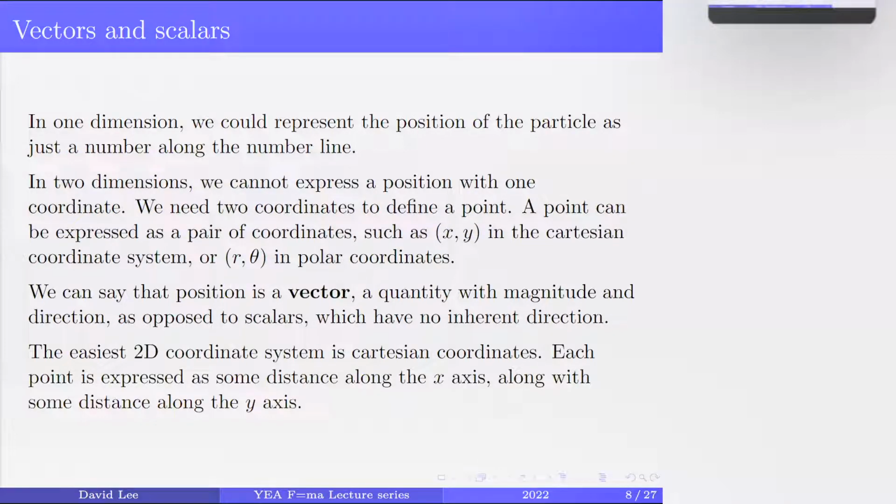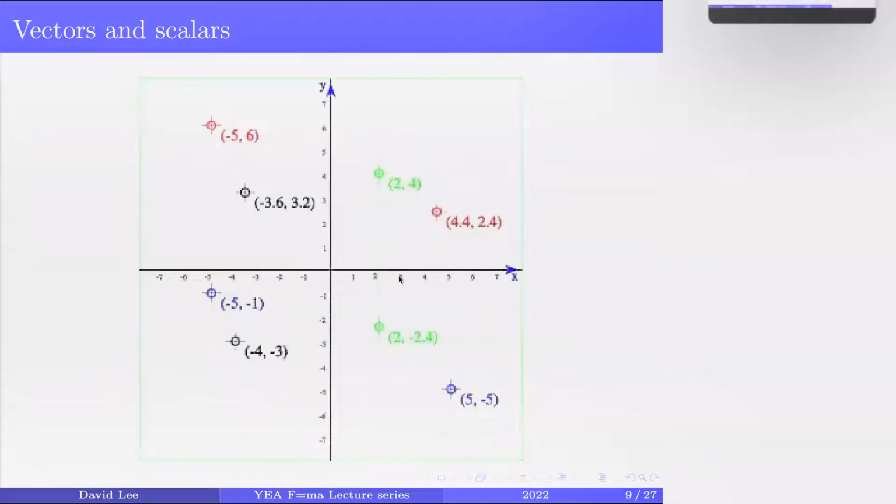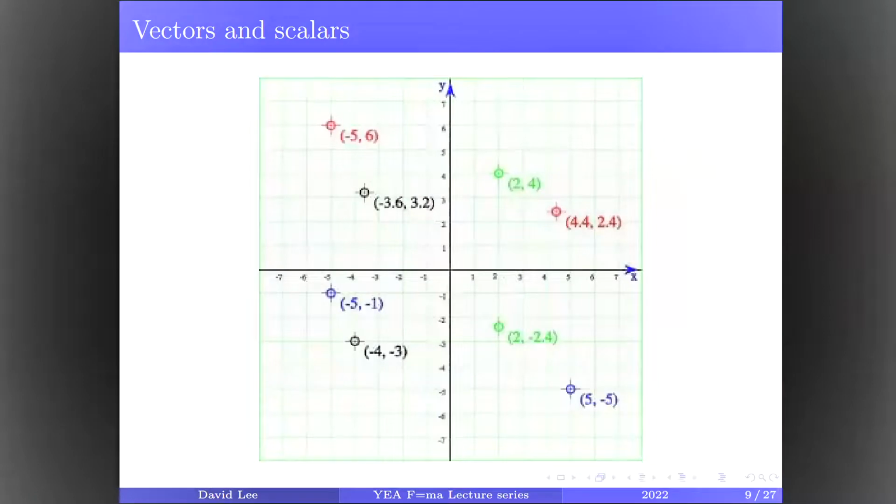The easiest one so far to look at is Cartesian coordinates. So we'll be using Cartesian coordinates in this lecture and throughout most of kinematics. Again, here are just some examples. You can see these points are on a plane. You can't just represent them with a single number.